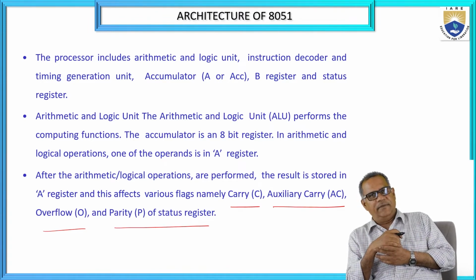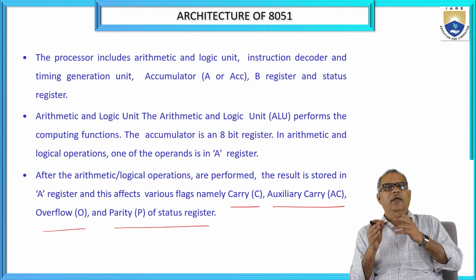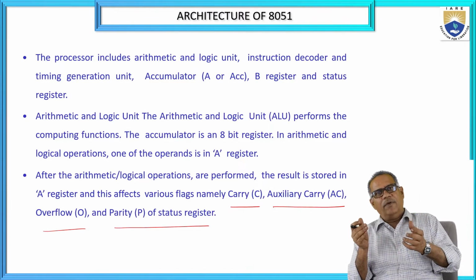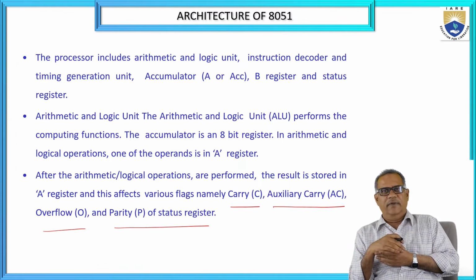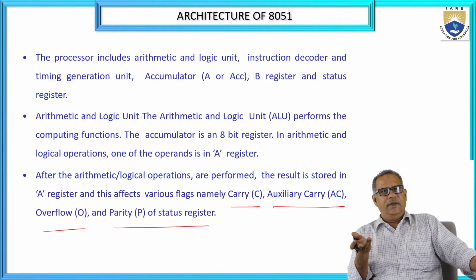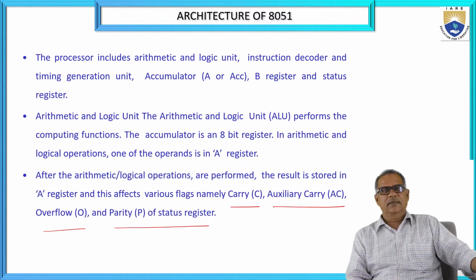And what is the auxiliary carry flag? When there is a flow of carry from the lower nibble to the higher nibble during an addition operation, or when there is a borrow of carry from the higher nibble to the lower nibble during a subtraction operation, the auxiliary carry flag is set. For the overflow flag, if the result is out of range, then the overflow flag is set. If there is an even number of ones in the result, then the parity flag is set. The flag register in the 8051 is an 8-bit register.